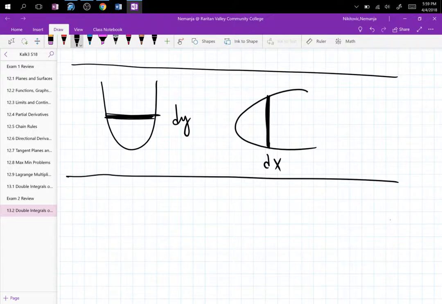If we run into a problem like this, I will point it out. Let's take a look at the situation where you have to change order of integration. I just need to hunt down a problem for that. Changing order of integration.